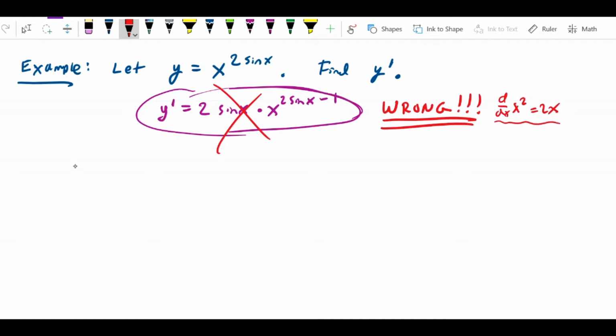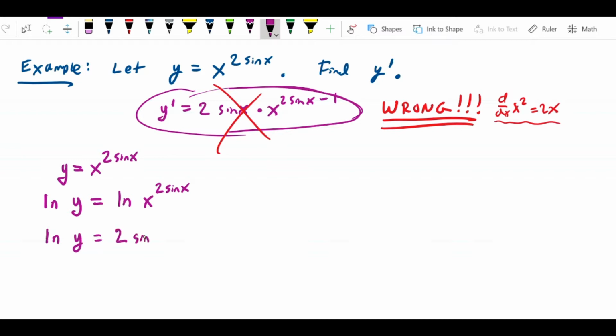So let's try again using logarithmic differentiation. If I write y equals x to the 2 sine x, let's take the log of both sides. So ln of y is equal to ln of x to the 2 sine x. So now we can use a law of logarithms to simplify the right side. So let's write ln y is equal to 2 sine x times ln x. I'm just bringing down this exponent as a factor, using one of the laws of logarithms that we already covered in one of the earlier examples.